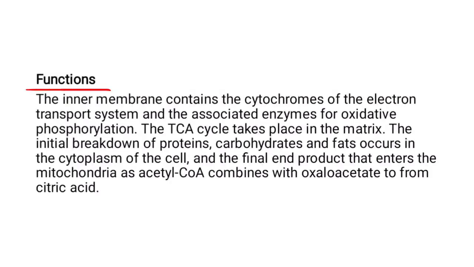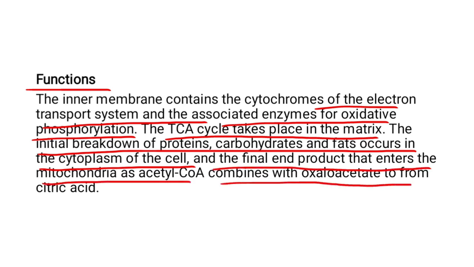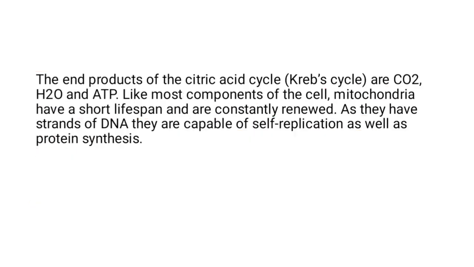Functions of mitochondria. The inner membrane contains the cytochromes of the electron transport system and the associated enzymes for oxidative phosphorylation. The TCA cycle takes place in the matrix. The initial breakdown of proteins, carbohydrates and fats occurs in the cytoplasm of the cell, and the final end product that enters the mitochondria as acetyl-CoA combines with oxaloacetate to form citric acid. The end products of the citric acid cycle, that is the Krebs cycle, are carbon dioxide, water and ATP.